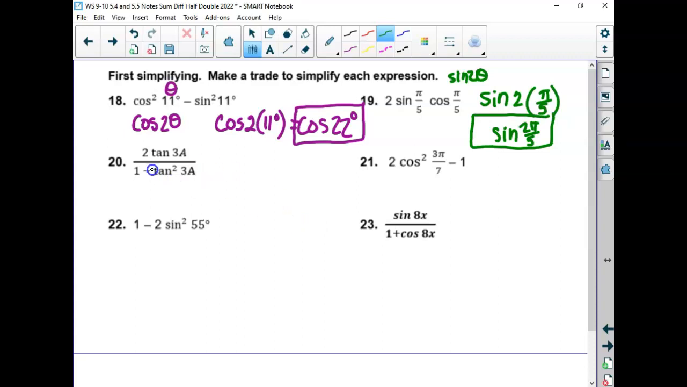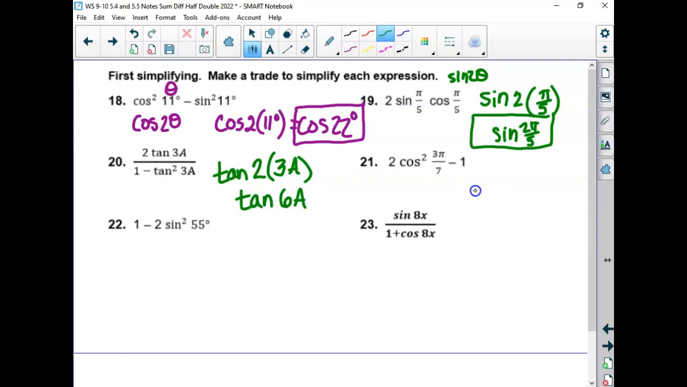All right, now this one's going to have an A, and you don't have to evaluate these at all. Just make a trade to simplify. 2 tan 3a over 1 minus tan squared of 3a. Ooh, 2 tan over 1 minus tan squared. Anybody find it? What is that one? Tan of 2 theta, only what is our theta? 3a. So how could I simplify that? Don't overthink it, guys. Just tangent of 6a.